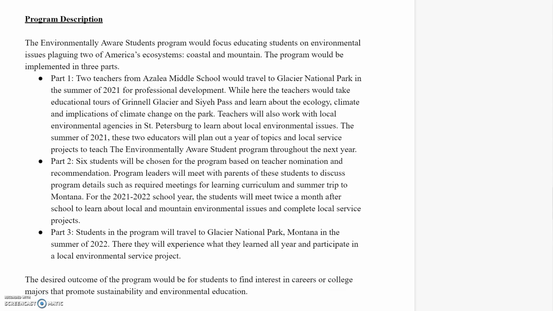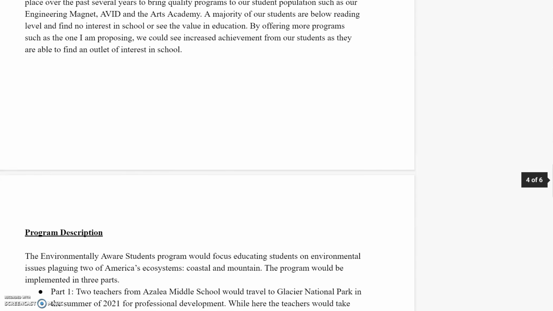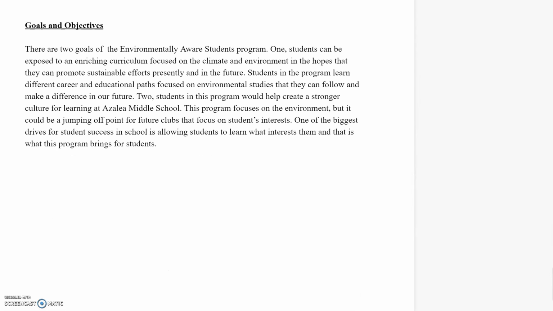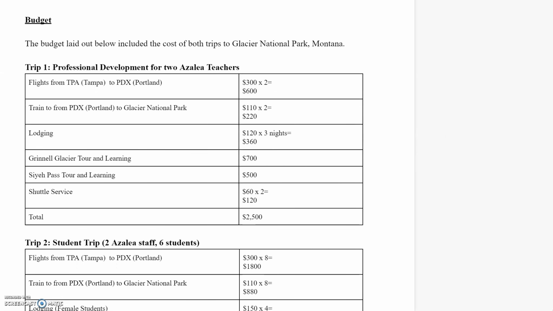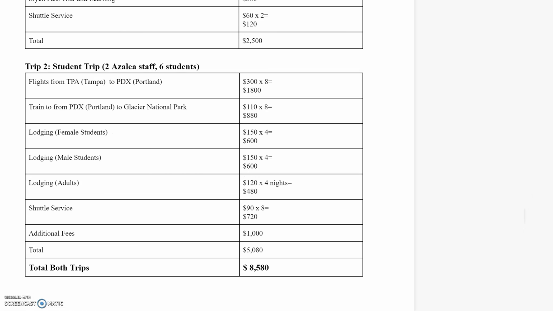The program description, basically breaking it down. Then we have the goals and objectives of the grant. And then finally we have the budget. And so this just kind of lays out everything. You know, I did a rough estimate on lodging and airfare and things to do in Glacier National Park. And so we kind of laid out the total for the grant.